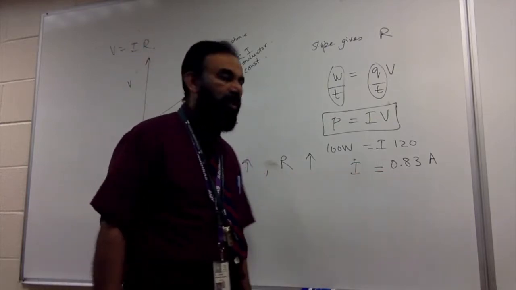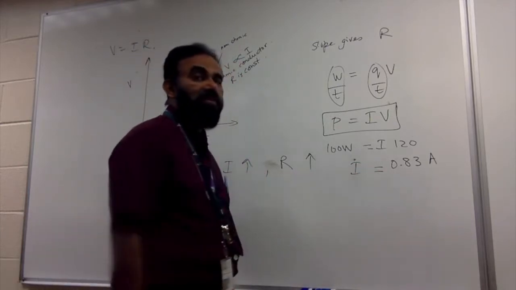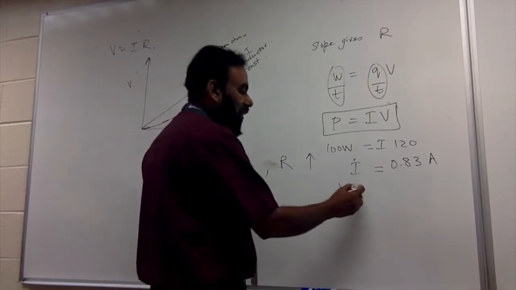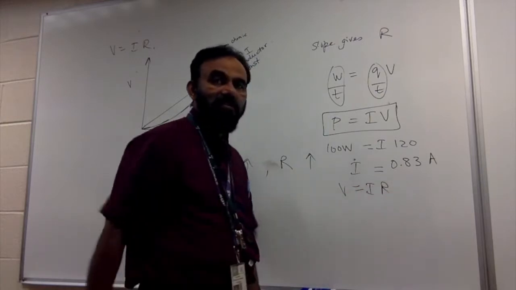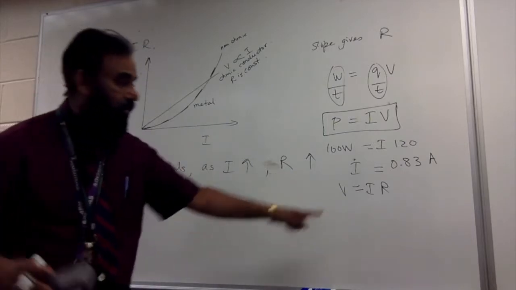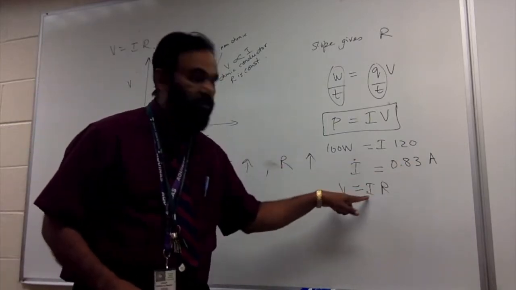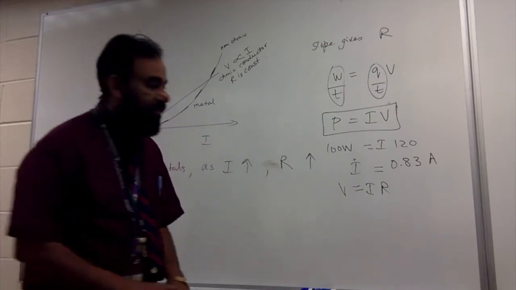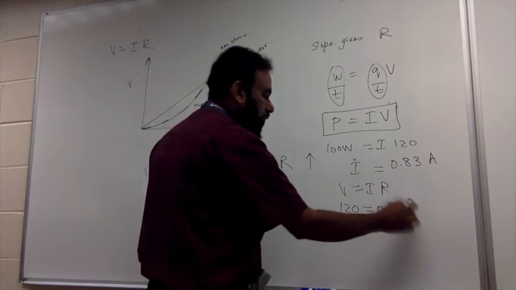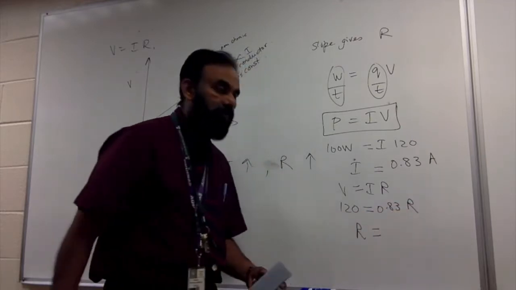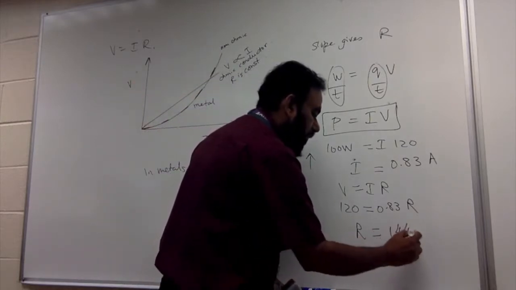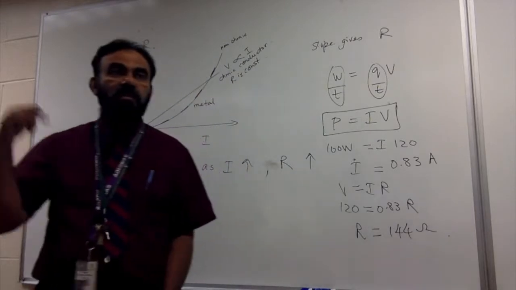So when you know the current it's drawing, can you figure out the resistance? You know V is equal to IR. You can figure out the resistance by many ways, but I'm just showing you that yes, you know the voltage, you know the current now, so you can figure out the resistance. How much is it? So what is R? How many ohms? 144. 144 ohms. That's the resistance of that television.